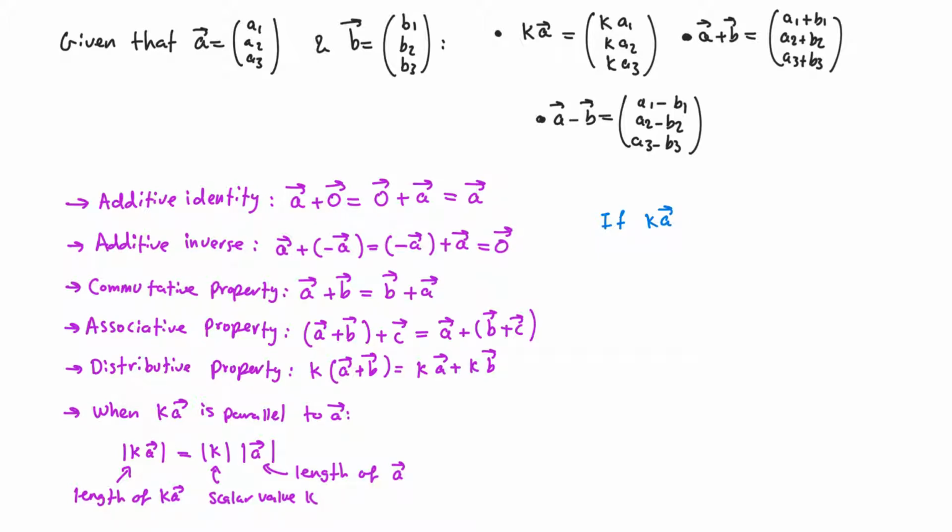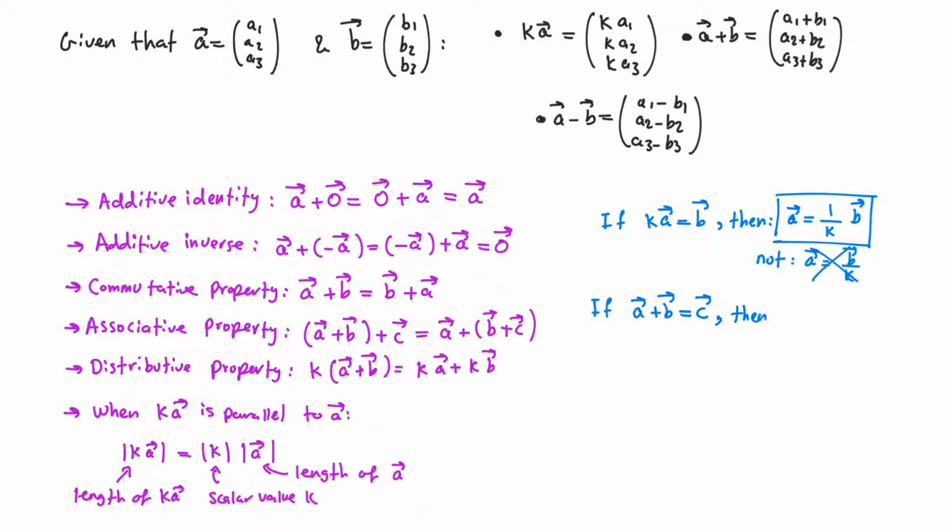Now, some other useful properties that you should remember. One is if we have a scalar value k multiplied by vector a is equal to vector b, then that means that vector a is equal to 1 over the scalar value multiplied by vector b. Now, in writing this, make sure that you don't write it as vector a is equal to vector b over k. It doesn't work the same way that we do in algebra. So don't write it like this. Make sure that you always write it as vector a is equal to 1 over k, so have the scalar value separate, multiplied by vector b. Finally, if we have vector a plus vector b is equal to vector c, then we can find vector a by simply subtracting vector b from both sides, which gives us vector a is equal to vector c minus vector b.